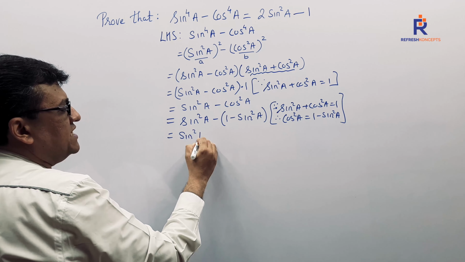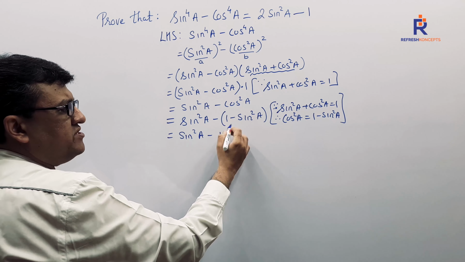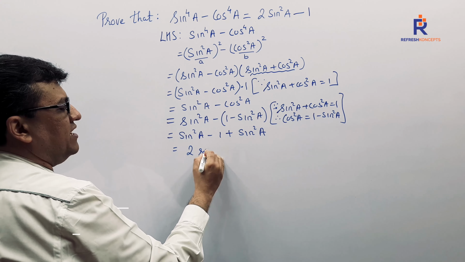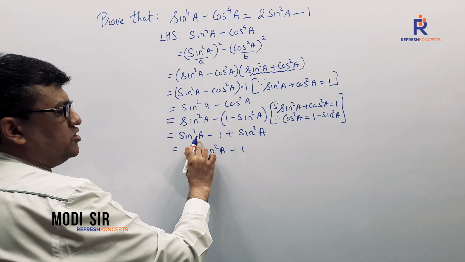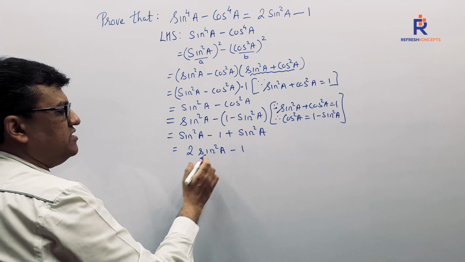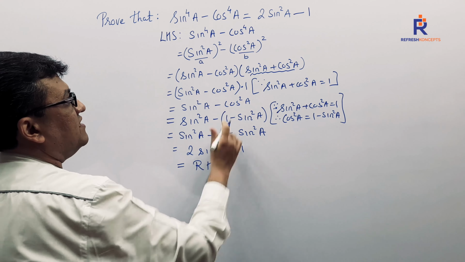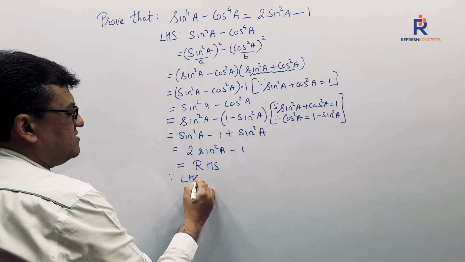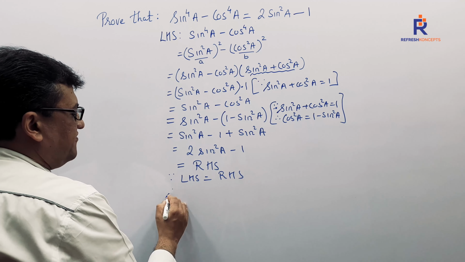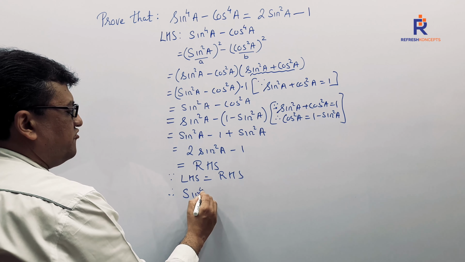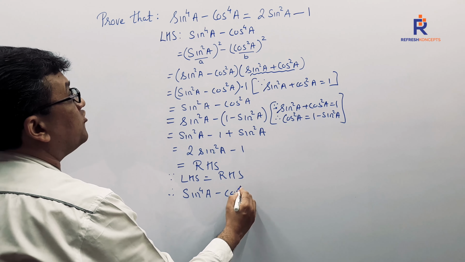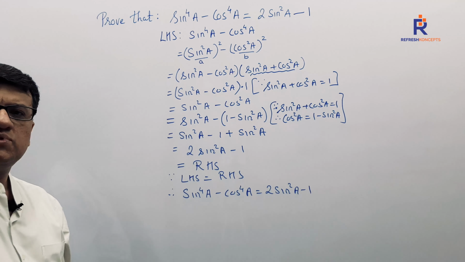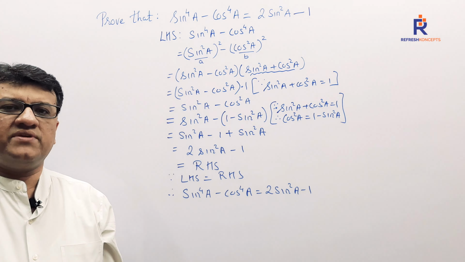Open the bracket, children. Sine square a minus 1, minus of minus plus sine square a. Sine square a plus sine square a, 2 sine square a minus 1. If you happen to look, that's what my RHS is. Since LHS is equal to RHS, therefore we have proved that sine raised to 4a minus cos raised to 4a is equal to 2 sine square a minus 1. Was a very easy question, right children? I hope it's very simple.